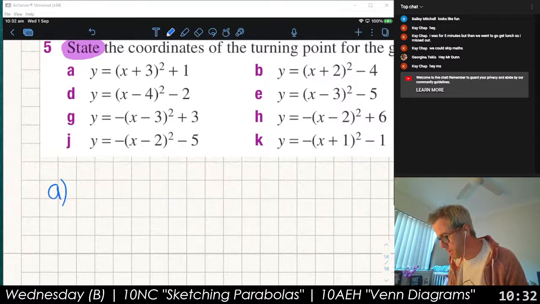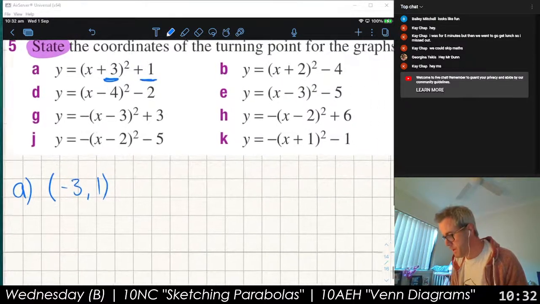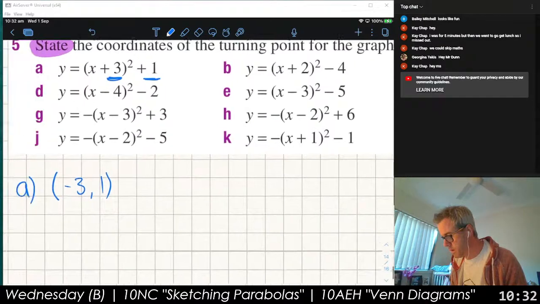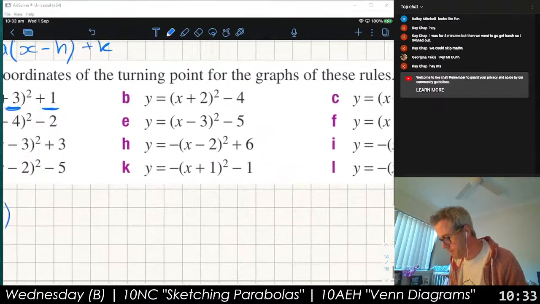So my turning points for this one are going to be negative 3, 1, like so. Negative 3 there, 1 there. Super easy. Let's roll on, hopefully that made sense. Let's have a look at B.